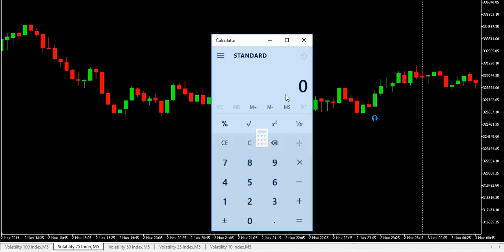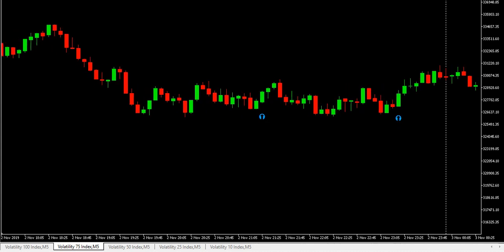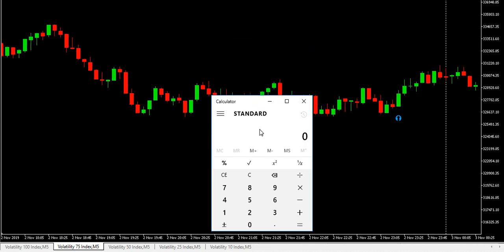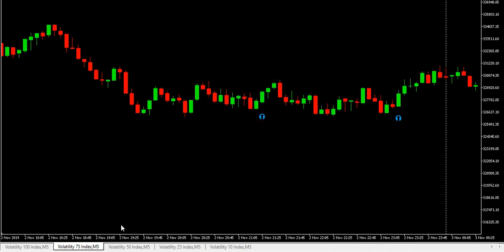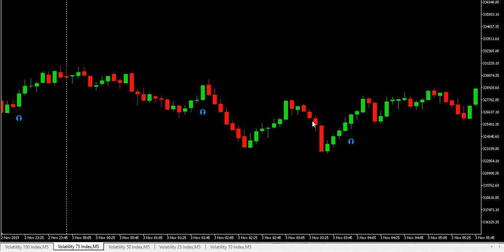20 out of 22 is what, friends? 20 wins, 2 losses. 20 over 22 is 90.9%. That's 91%. And you see, it's random. Okay? That's on volatility 75. The rest of the pairs would behave the same. Even if I continued counting randomly, it would be the same results, guys.